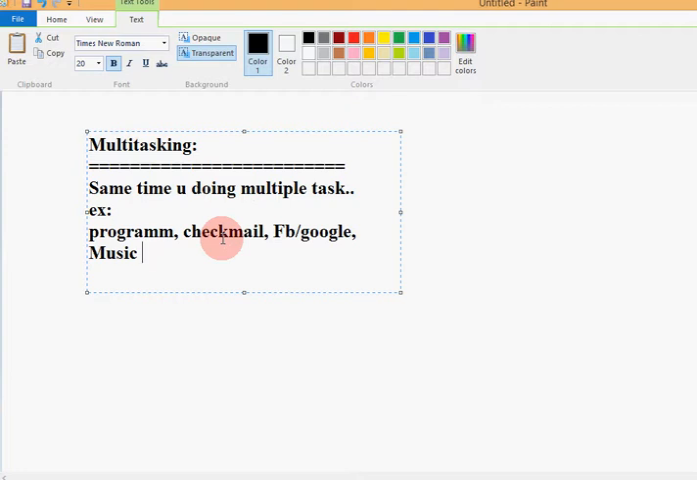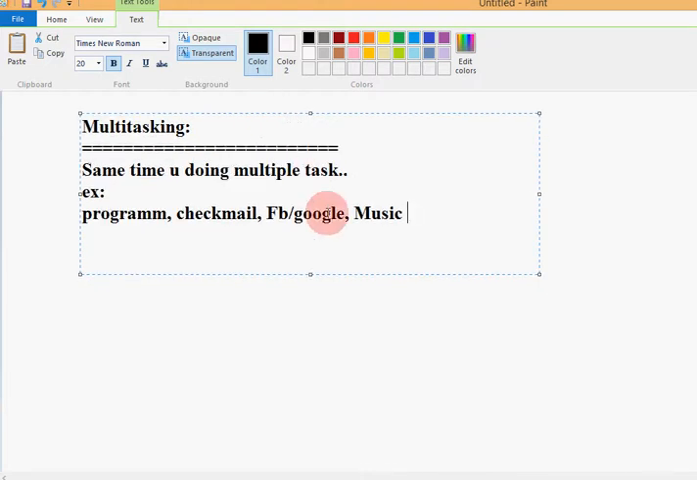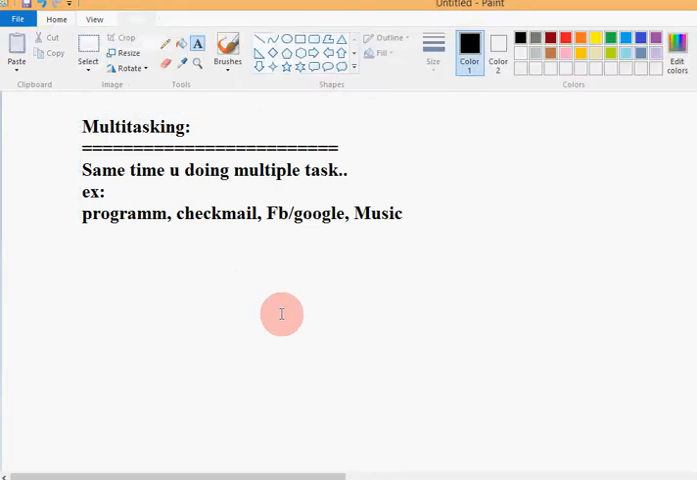This is called multitasking. That means at the same time you are doing multiple tasks. Multitasking means doing multiple tasks at one time. Okay, you got clarity. You will understand the concept I try to explain in this point. Okay, then let's go to our next level of discussion.